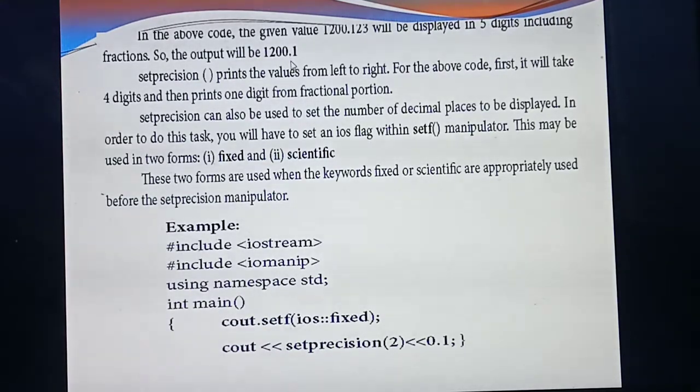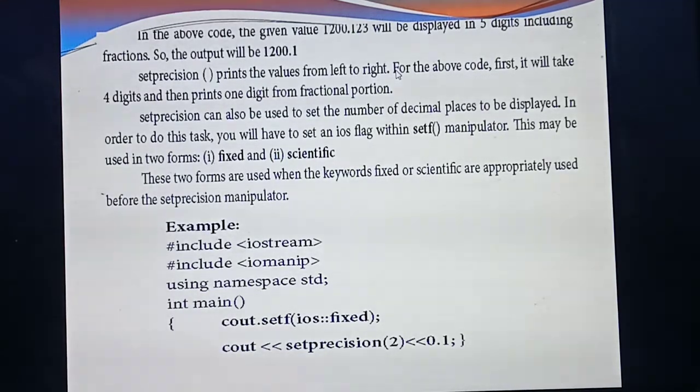Here, on the left side, before the point, how many digits are there totally? Take this example, 1200.123. Always it will print the numbers from left side to right side. Before the decimal point, how many digits are there? 4 digits, isn't it? But you are setting setprecision 5, so it will take 1 digit from the decimal part after the point and display the output.